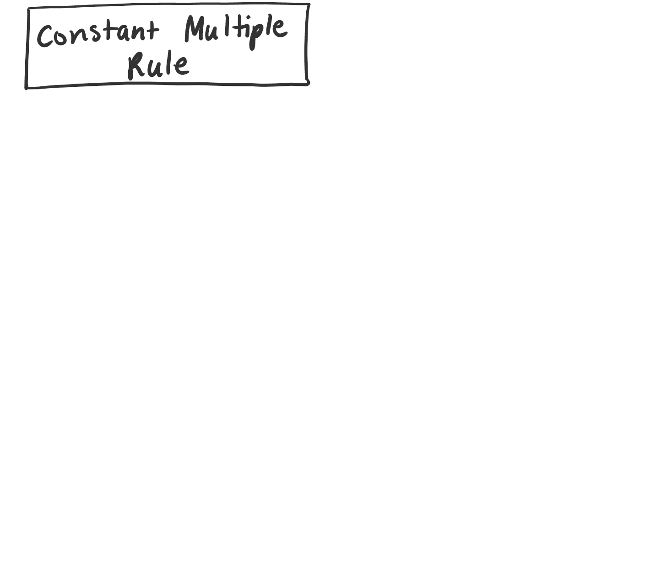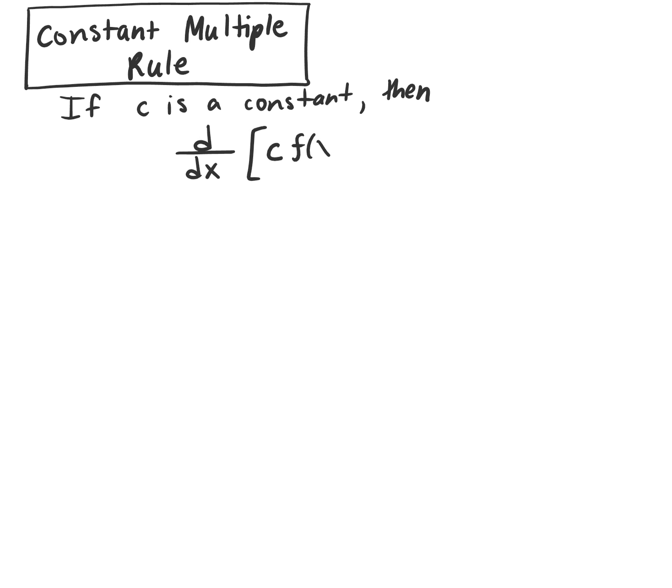We're going to do some more work with the power rule, but just add on a couple other components to it, starting with the constant multiple rule. The constant multiple rule says if C is a constant, then we're going to use the d over dx notation again. D over dx of C, the constant, times the function is equal to the constant times the derivative of the function. I think this will make more sense when we look at a few examples.